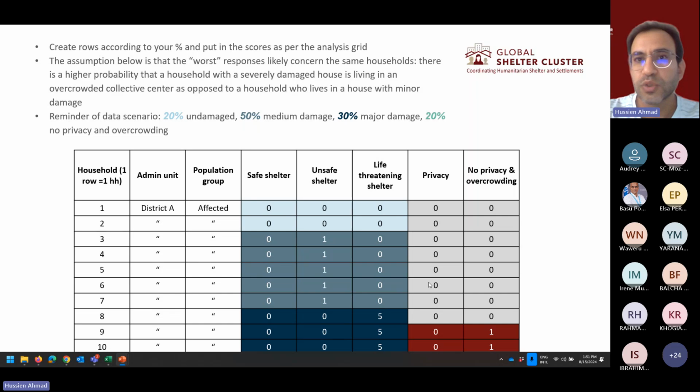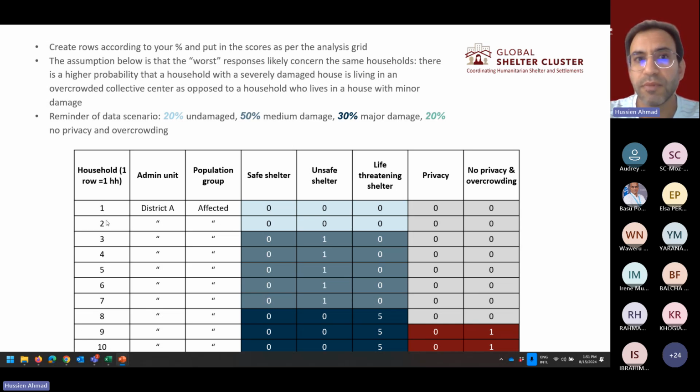in the household level data, the ones that we will create. So creators according to your percentage and put the scores as per the analysis grid. So if I look here, we said we have 20% undamaged, 50% medium damage, 30% major damage, right? So 3, 5, and 2, we have 10. So basically, I will create 10 rows here, 20%, 50%, and 30%. I have 10. I will create 10 rows as if I have 10 households.